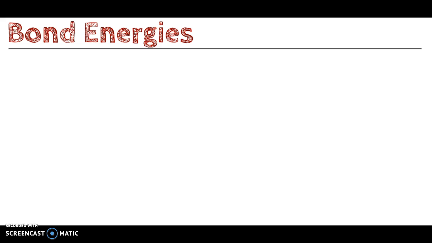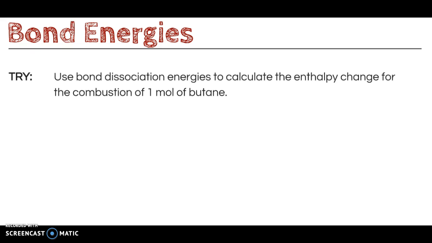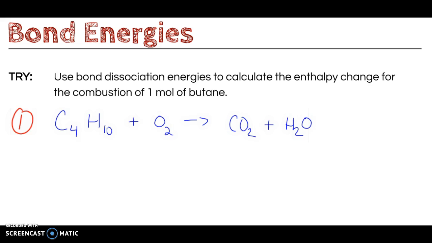If you feel like you need to break it down step by step and press pause when need be, then go ahead and do that as well. So here's the question. It says, use bond dissociation energies to calculate the enthalpy change for the combustion of 1 mole of butane. So it makes sense that before I even begin using my table of values for bond dissociation energies, I take a look at what the entities are that are involved in this situation by writing out my reaction equation, and that's what I've done here.